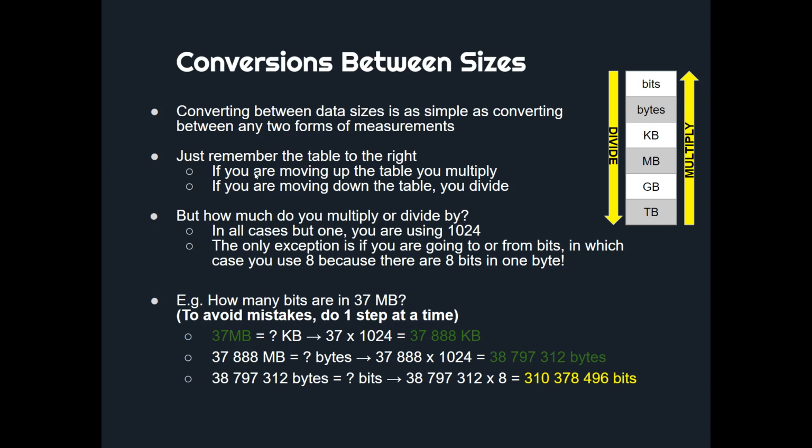So just remember the table on the right. If you're moving up, you're going to multiply. If you're moving down, you're going to divide. So how much do you actually multiply or divide by? Well, we know that there are 8 bits in a byte.